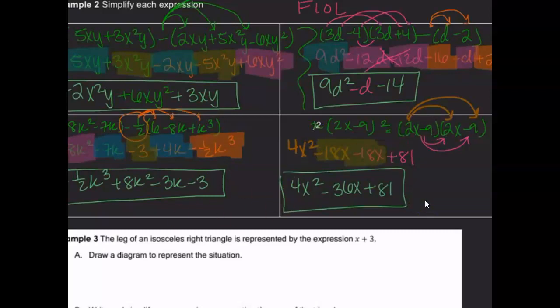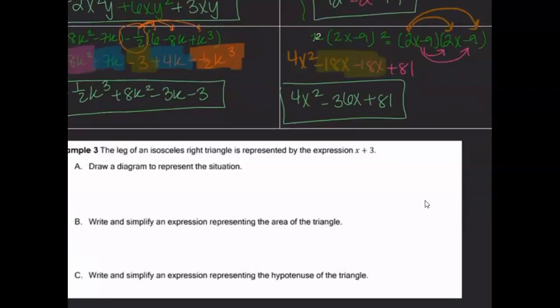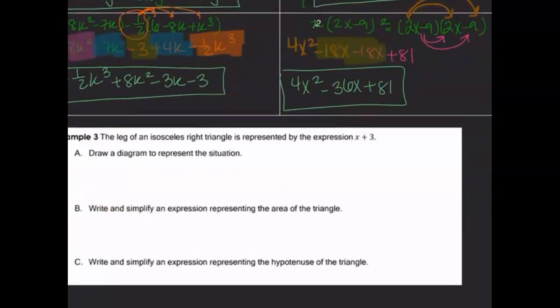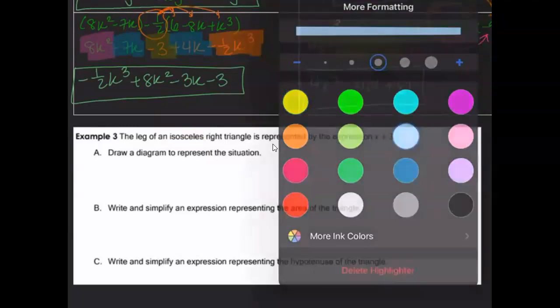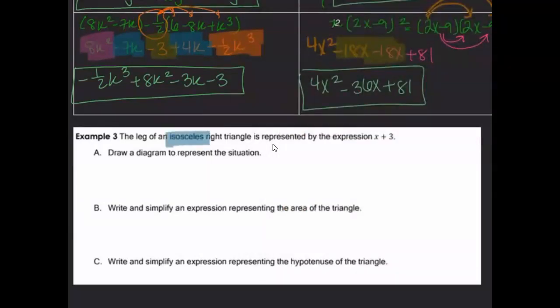Finally, we are going to go to example 3, which has me kind of solve a geometric problem, kind of going back to geometry. So we're told that the leg of an isosceles right triangle is represented by an expression x plus 3. Remember that isosceles means that you have two equal sides. And let me just re-highlight that in a nice color. So two equal sides. So let's draw something to represent this.